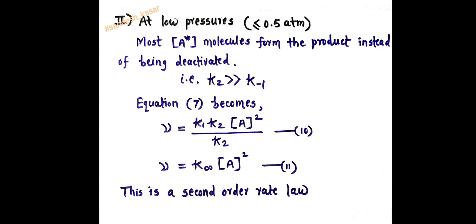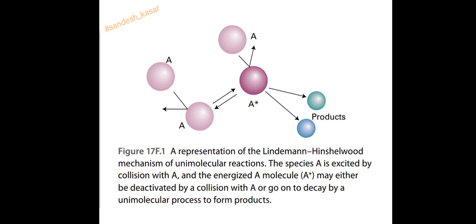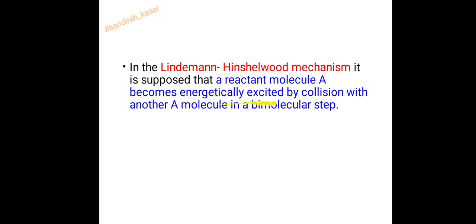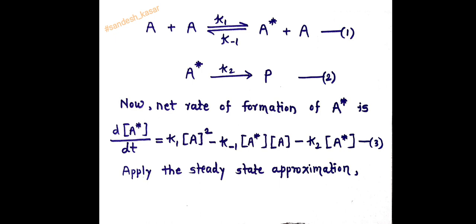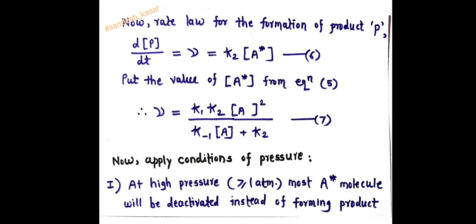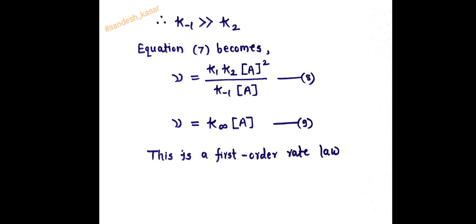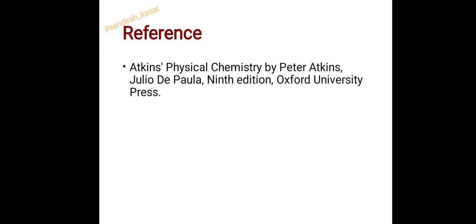So today we have studied this mechanism. We have seen what the actual mechanism is. A reactant molecule A becomes energetically excited by collision with another A molecule in a bimolecular step. We have studied this figure, and then we have derived an expression for this mechanism for two conditions: first at high pressure and then at low pressure. So I suggest to all of you that you write down this expression in your notebook, then try to understand what is written in this expression. Thank you.